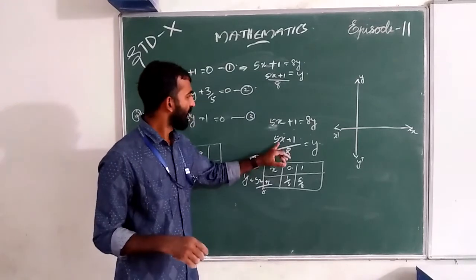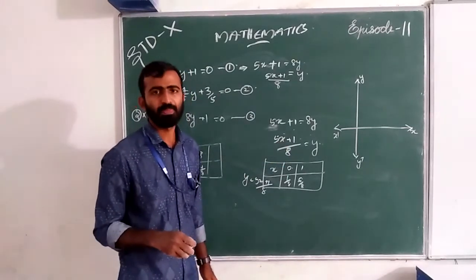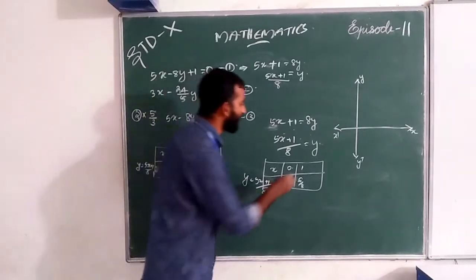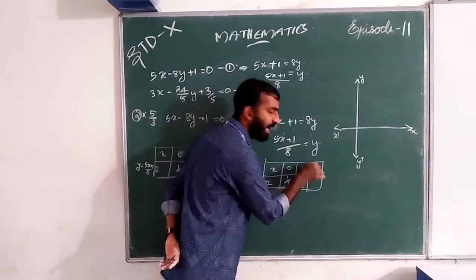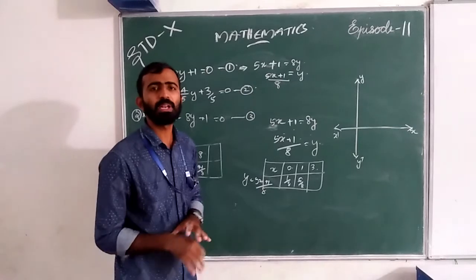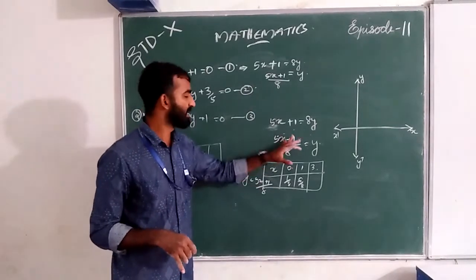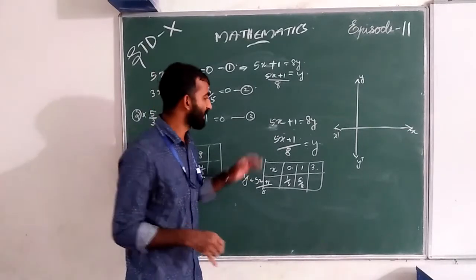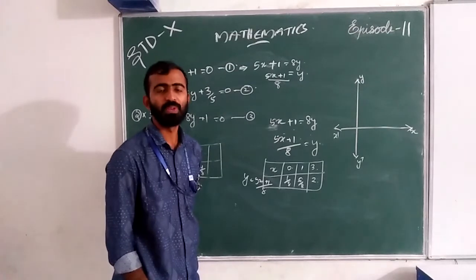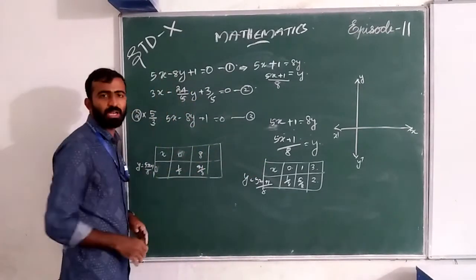Next, I take x as 3. Then I get 5 into 3, that means 15. 15 plus 1, that is 16. 16 by 8, we get 2. Here also we can take 3.